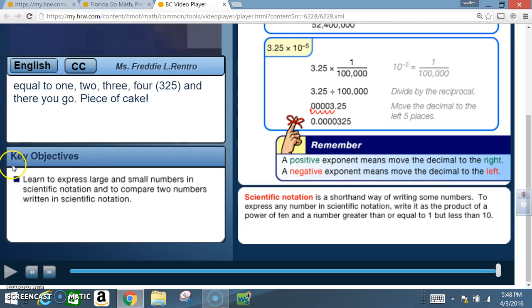Okay, if you missed it the first time, get the key objective and also the definition for scientific notation in your notes. You should have seen the same thing for example 1. This is for example 2, but the objective is the same.